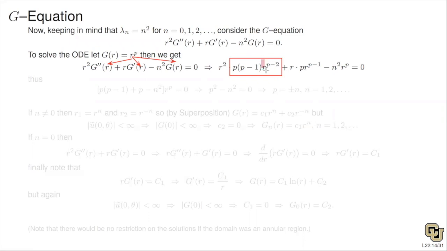You'll notice this R to the P minus 2 will multiply with the R squared that was in the front there. That R squared comes from the polar form of the Laplacian equation. It was in the denominator, but we multiplied both sides by R squared and got it up in the numerator. That's where that R squared is coming from. And here we need a first derivative. Here I have a G prime of R, and so this is the G prime of R term.